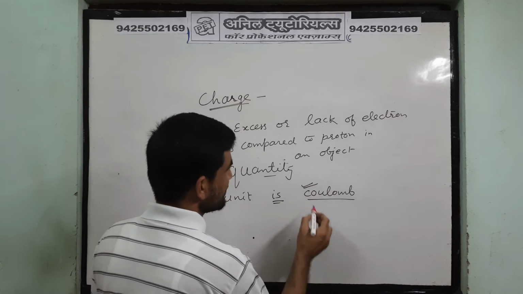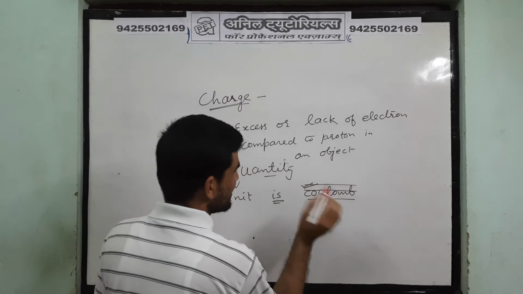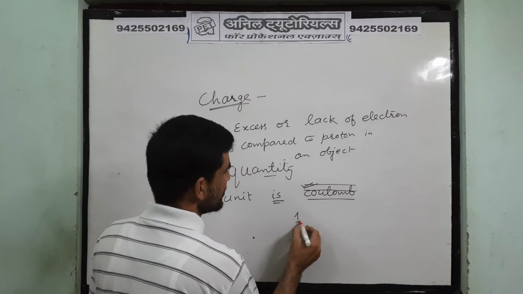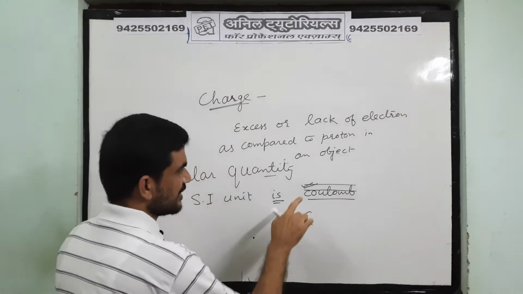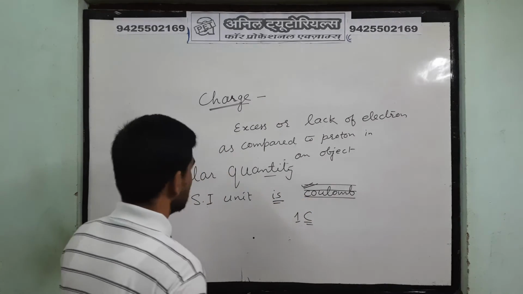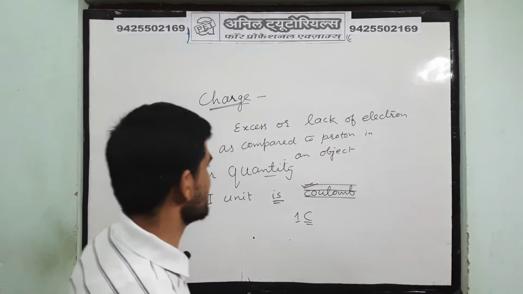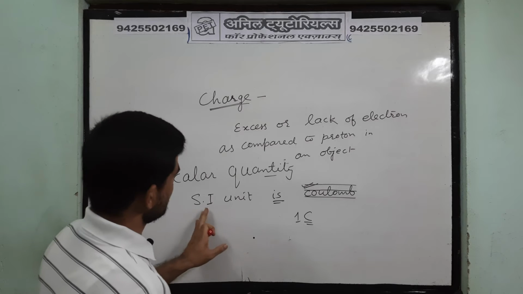Remember when you are writing coulomb, the c should be small, not capital. When you write the short notation, meaning 1 C, then the C should be capital. When you write the full name, c should be small. Clear? That is the procedure of writing the units. SI unit of the charge is coulomb.